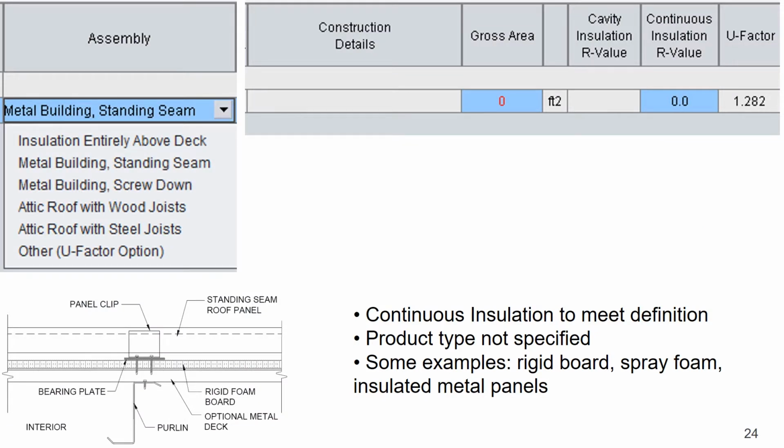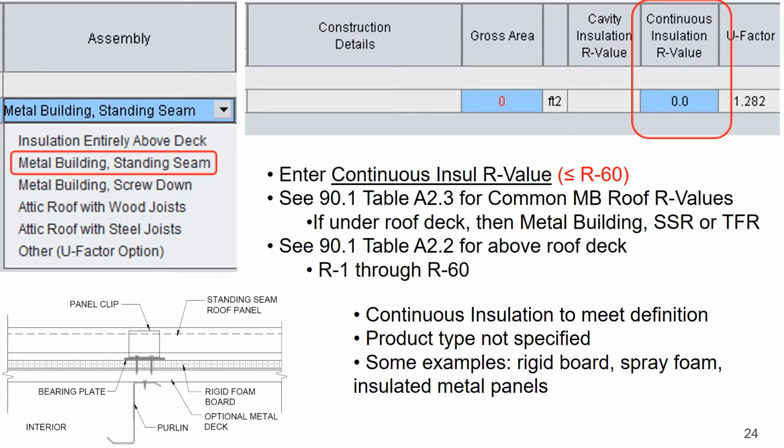So let's get into a continuous insulation layer only option. If you have a standing seam roof, metal building, you would enter in the R value. It'll max out at R60. Commonly, you would enter in the metal building information, or if it's for traditional construction, you would enter in probably the insulation entirely above deck option. So pretty straightforward. No need to enter in the cavity insulation R value.